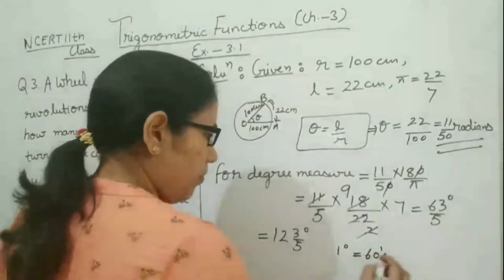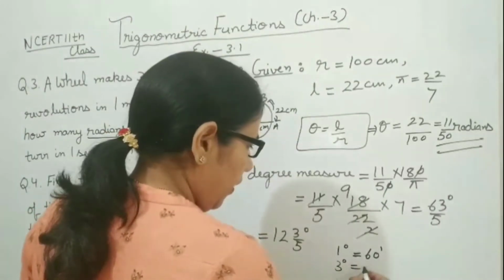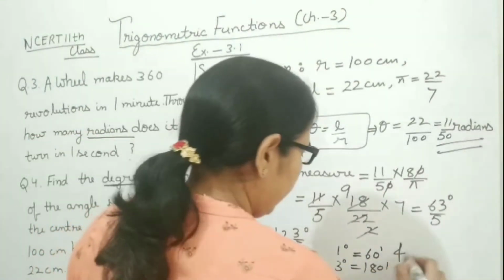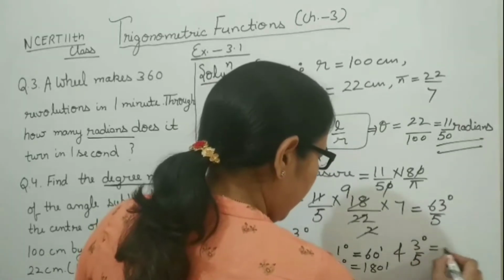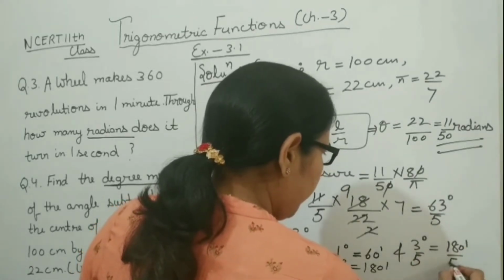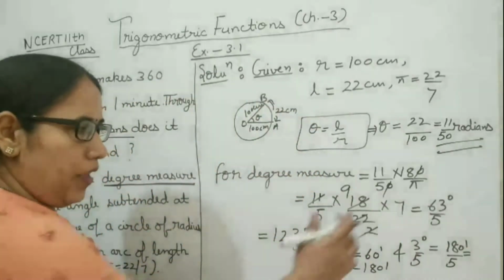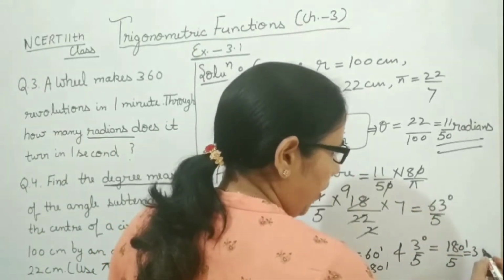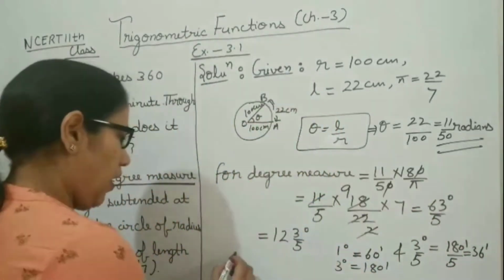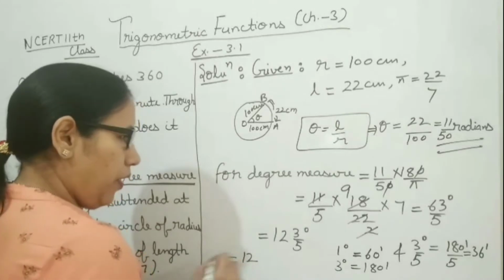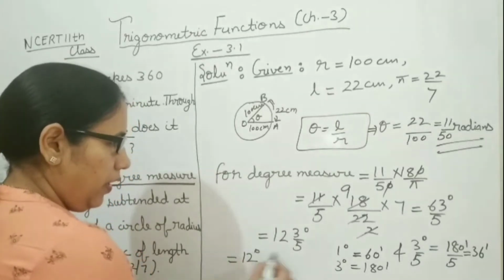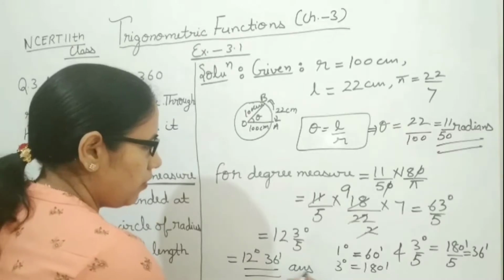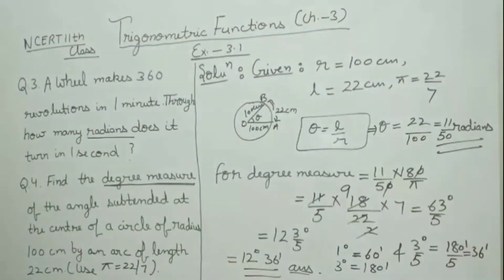So it will come out to be 3 degrees will be 180 minutes and 3 by 5 degree is 180 minutes over 5. It will cancel out completely here in minutes. 5 3s are 15 and 5 6s are 30. So the answer will be 12 degrees and 36 minutes. That is the complete answer of question number 4 in degrees.